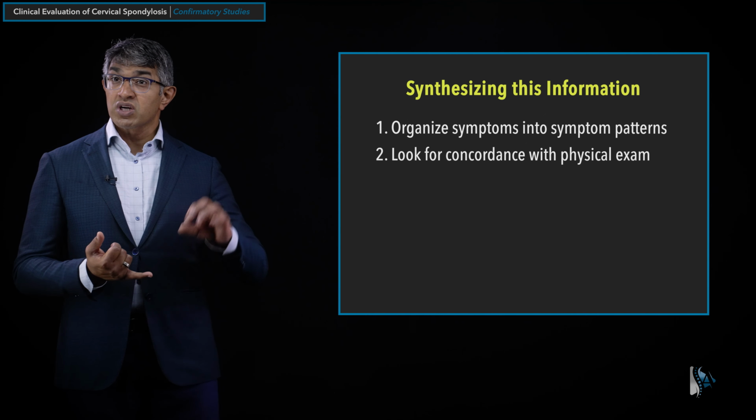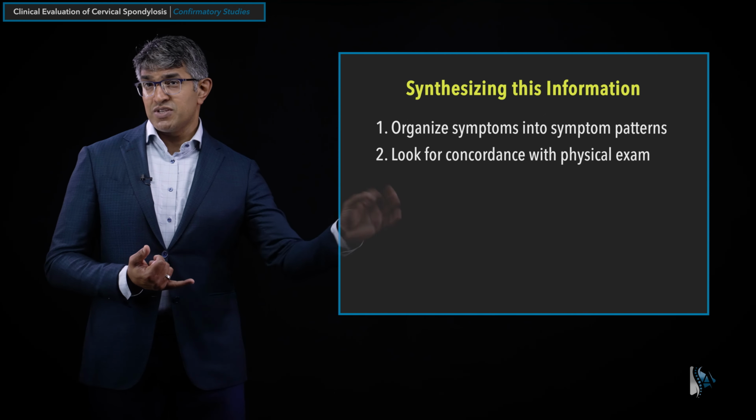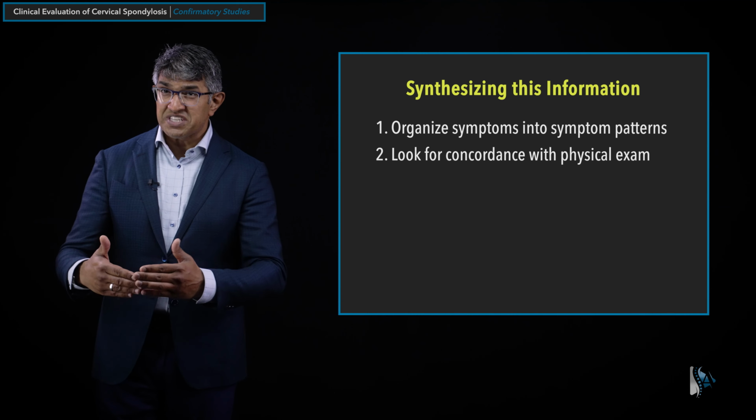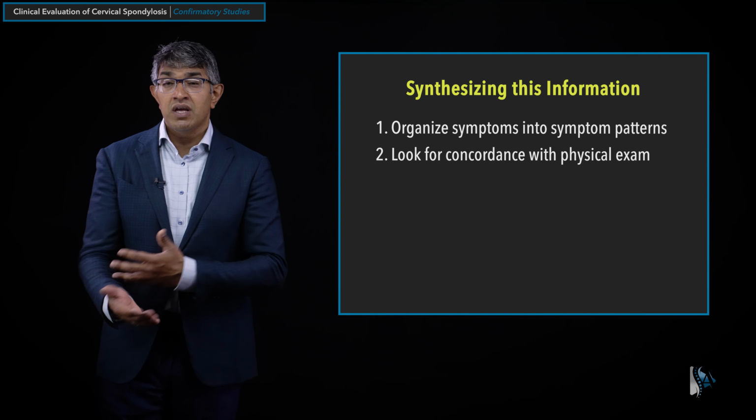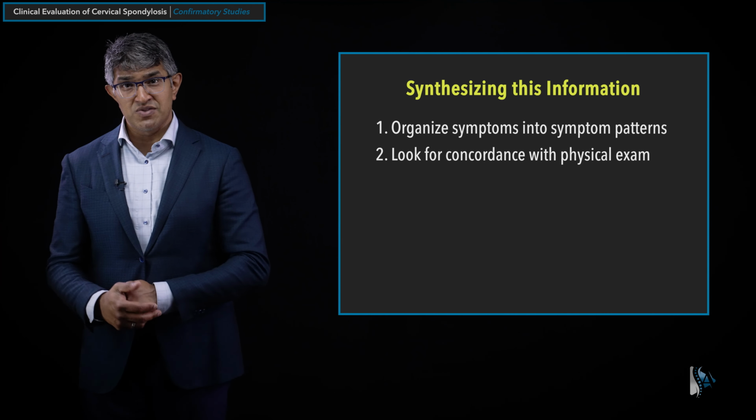Then you look for concordance with the physical exam, as we said earlier. So somebody who has, let's say, a C6 radiculopathy, you're looking for specific patterns of weakness, maybe specific patterns of numbness, reflex changes, things like that, to see if those fit together. And that helps if they fit, and it makes it confusing if it doesn't, obviously.